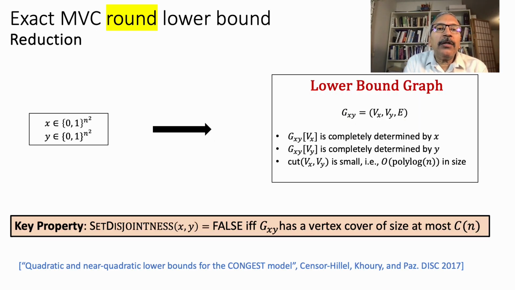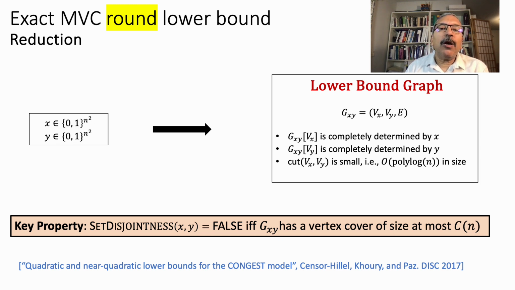Our proof is based on the technique used by Censor-Hillel, Khoury, and Paz in the paper cited below, in which they show a quadratic lower bound on the number of rounds for exactly solving minimum vertex cover. This proof uses a reduction to the well-known two-party communication complexity problem set disjointness. Specifically, this proof starts with a lower bound graph construction: given two binary vectors x and y, each n squared bits long, they construct a graph G_xy with n vertices.